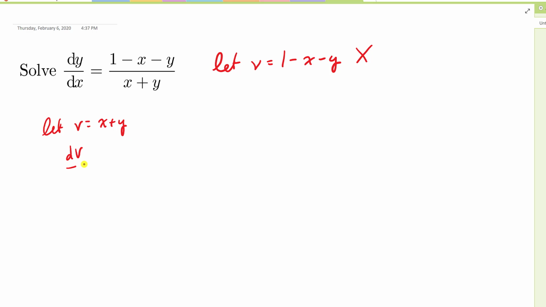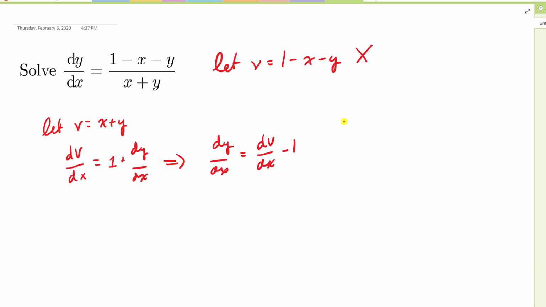Differentiating both sides gives me that dv/dx is equal to 1 plus dy/dx. So I could solve this equation for dy/dx, and I'd have that dy/dx is equal to dv/dx minus 1.